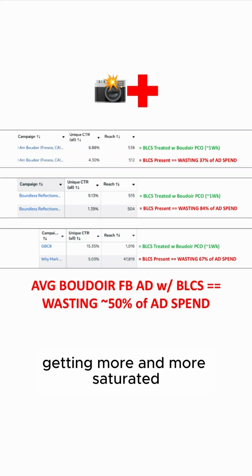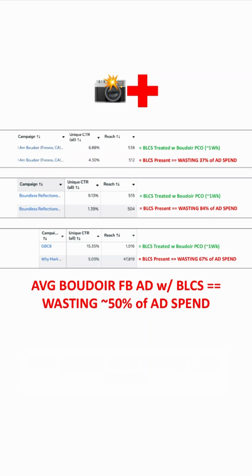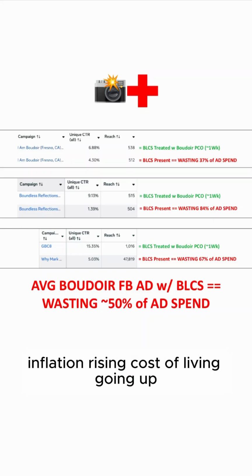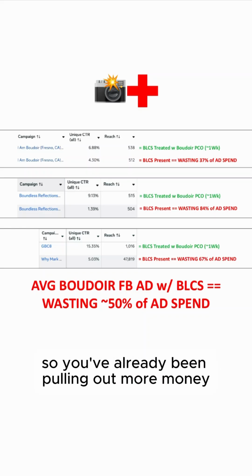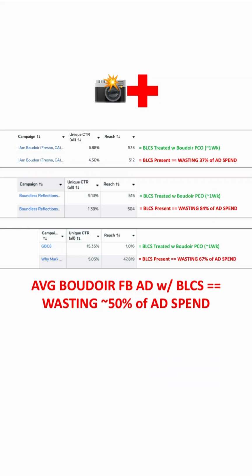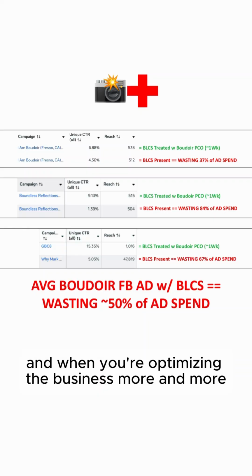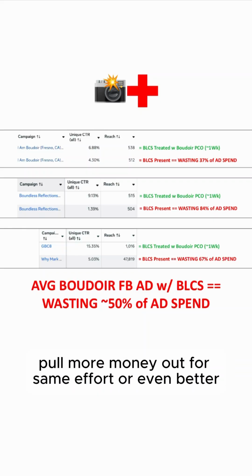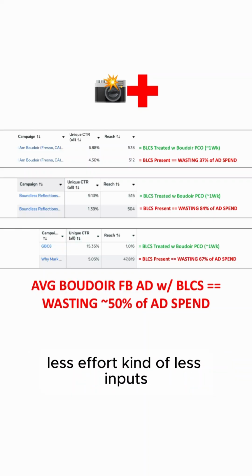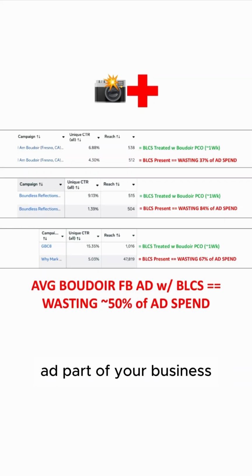So you're seeing the marketplace get more and more saturated, and you're also seeing inflation rising, cost of living going up. So you've already been pulling out more money, optimizing the business more and more. And when you're optimizing the business, you pull more money out for the same effort, or even better, less effort, kind of less inputs. And so you decided now you need to do this for the Facebook ad part of your business.